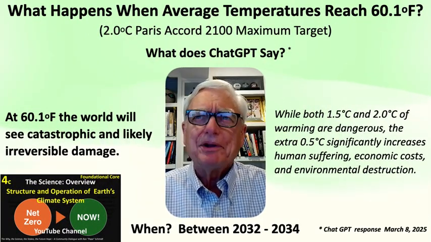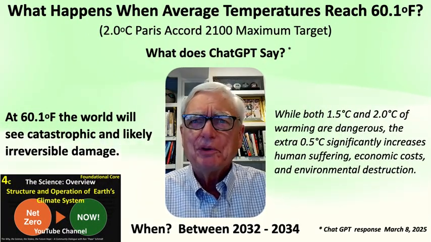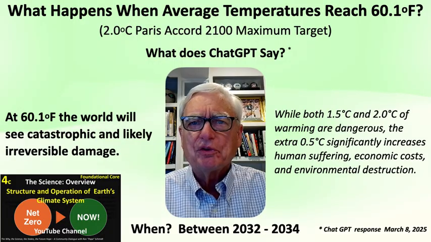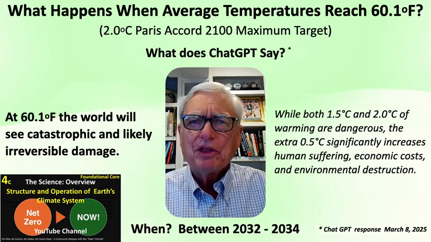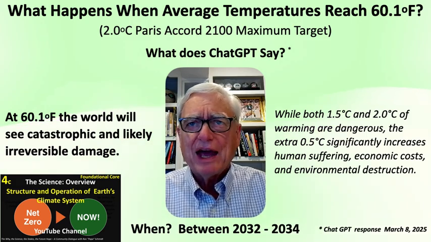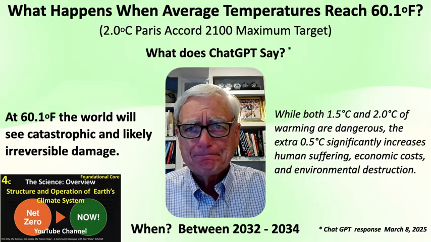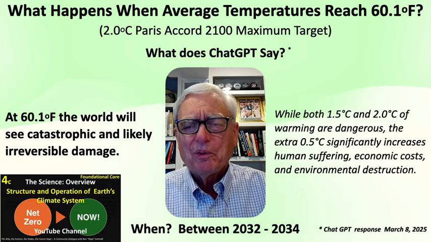So what happens when temperatures reach 2 degrees Celsius or 60.1 degrees Fahrenheit? And what you see here are the results from ChatGPT. And let me talk about how we got there with that.